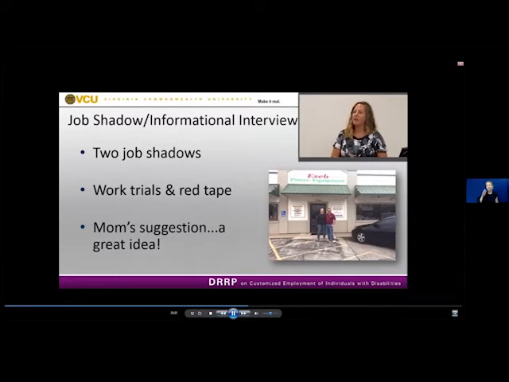Having gotten to know the family through discovery and doing things with Dan, Mom made us a suggestion. She said, there's this great little equipment shop down the road, and Dan takes the tractor there when it's broken. He takes the snowblower there when it's broken. I think they even know him by name. So we set up an informational interview and job shadow with the equipment store.